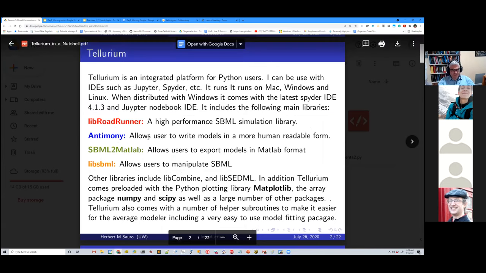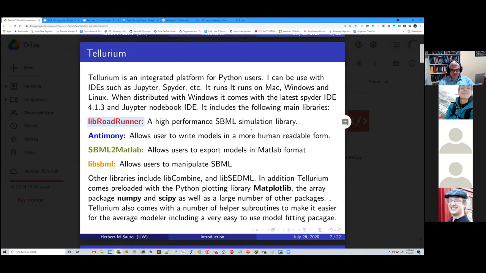I want to emphasize a couple of things. Tellurium is a package that includes lots of other packages. It's a Python package, but it includes lots of other packages. One of them is Roadrunner, or LibRoadrunner. This is the simulator which understands SBML. And the other one that's of interest is Antimony. This is the little scripting language that lets you easily write models. Those are the two main ones we need to know about. You'll hear about some others later on in the week.